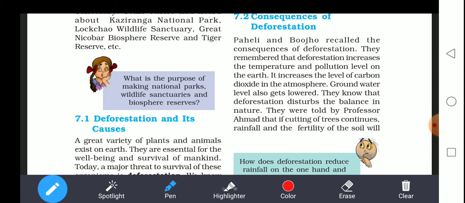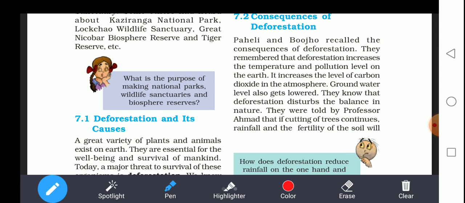So now we'll study first deforestation and its causes, and how deforestation is affecting the environment. Deforestation means the cutting down of trees. That is known as deforestation.